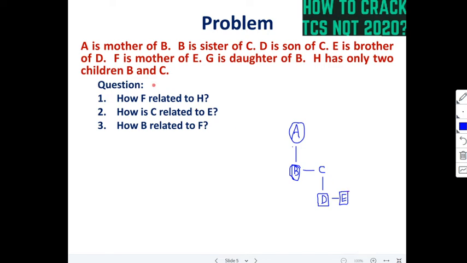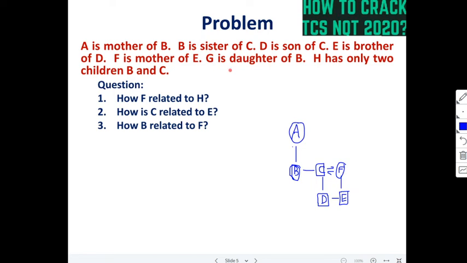Okay, now F is mother of E. So F is a mother, so female. Now D is son of C, and E is son. F is mother of E, and what will be the relationship? Automatically spouses, that is husband and wife. Since F is female, C is male. Okay. Now F is mother of E is finished.